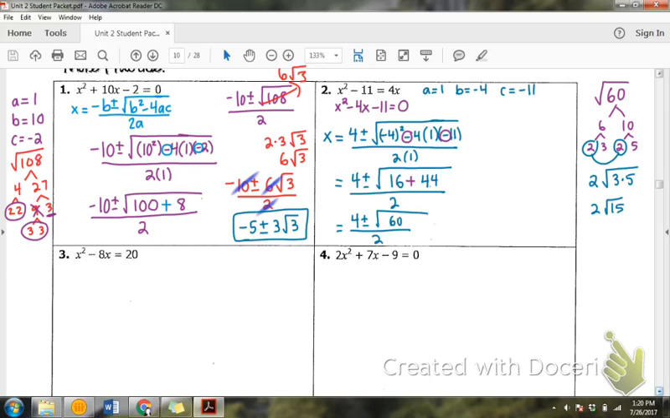So then that's what the square root of 60 becomes. 2 radical 15. So I have 4 plus or minus 2 square root of 15 all over 2.